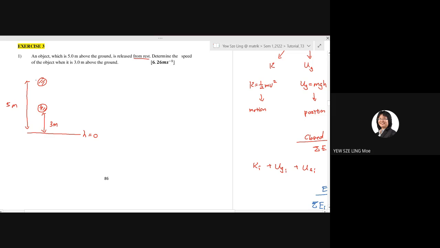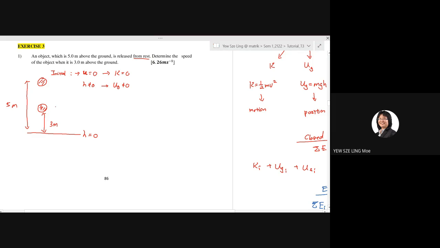Okay, first, initial state. At the initial position, the information that I have is v, initial speed, u is equals to 0. It gives me a very important information, which is my kinetic energy is equals to 0. Means that at its initial state, there's no kinetic energy. And then my h is a non-zero value. Therefore, I can conclude that my UG is a non-zero value. There's no spring, therefore no US.